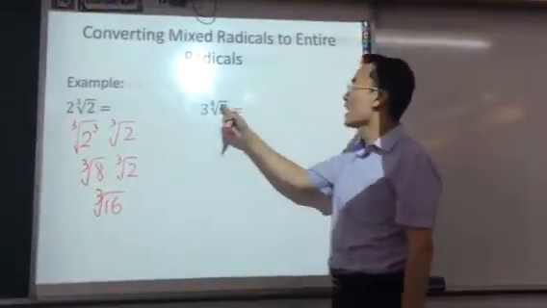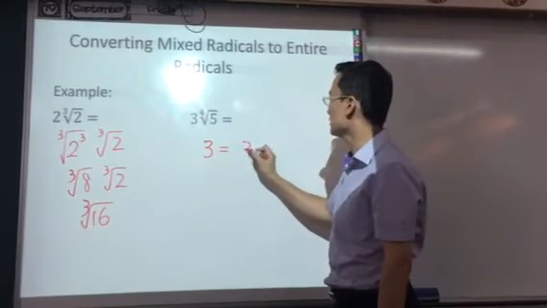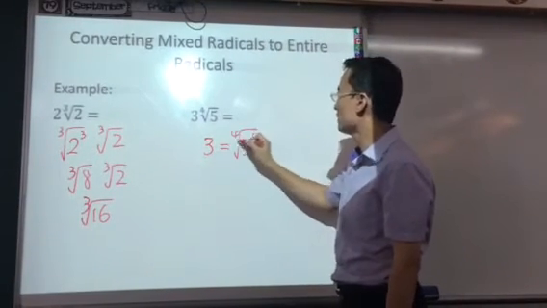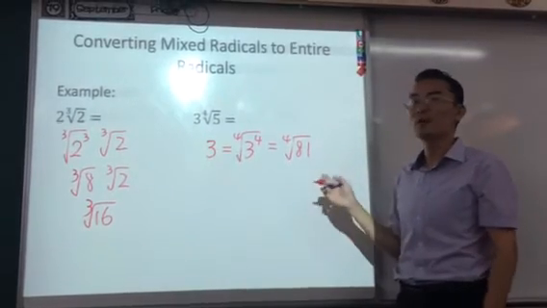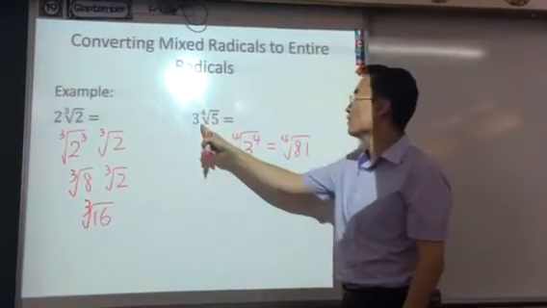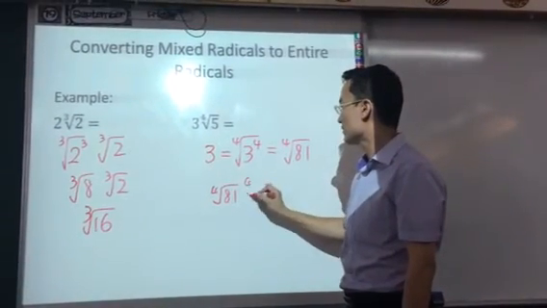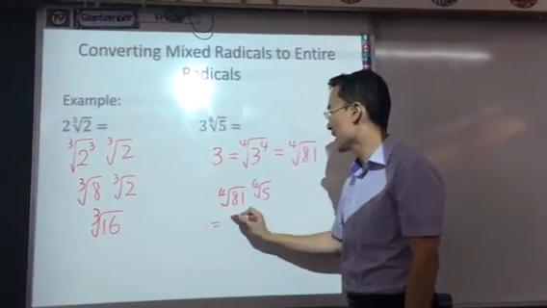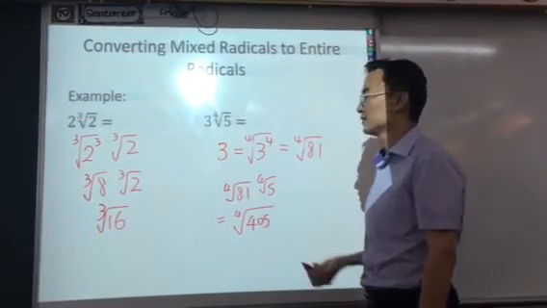Last example, now I have a 4th root. So what do I do? I turn a 3 into a 4th root, which gives me 81. The 4th root of 81 is a 3. So therefore, 3 turns into the 4th root of 81. This is the 4th root of 5. Now you can combine them. This multiplied by that. Here we go.